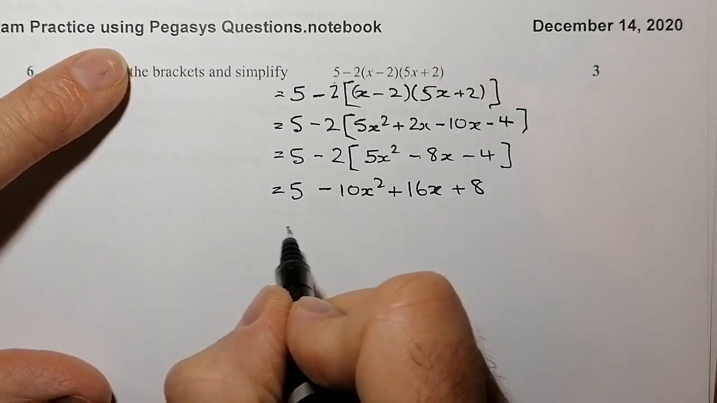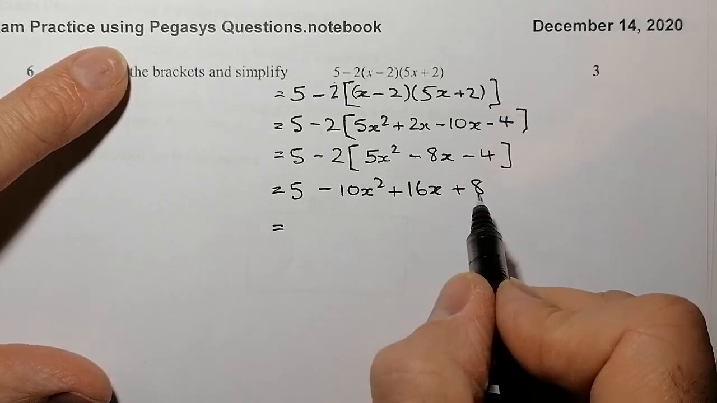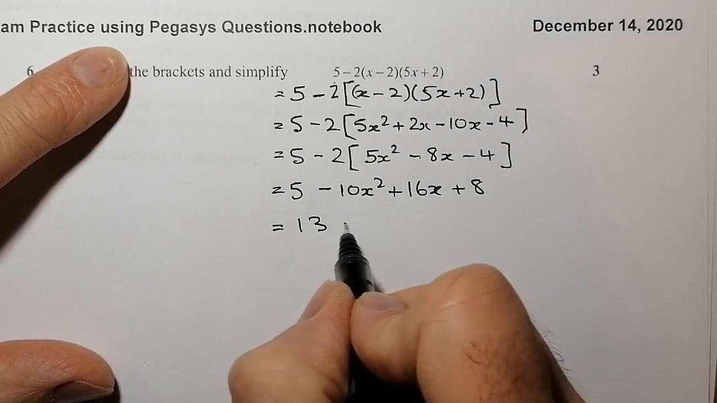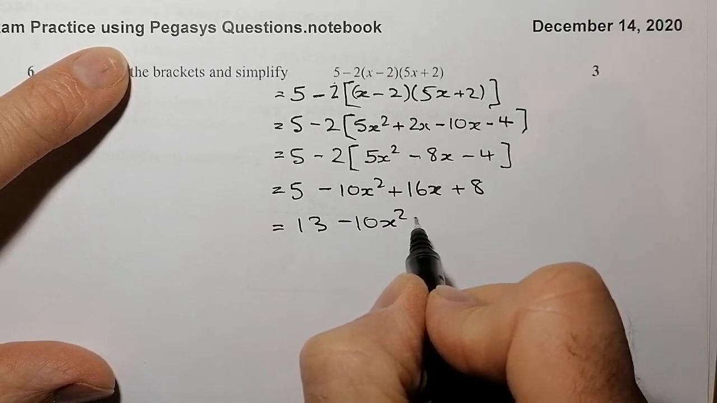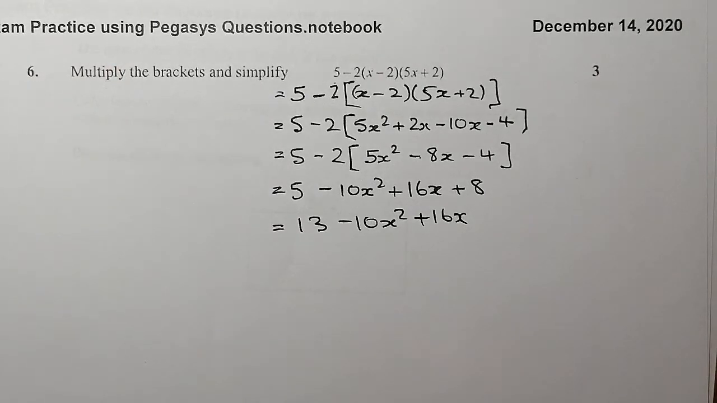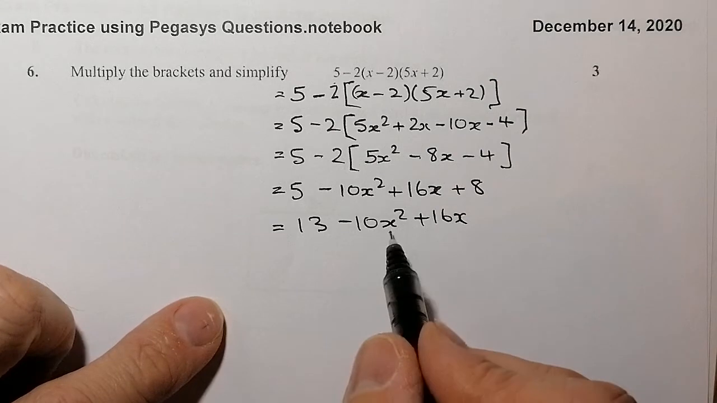And then I'll gather everything that I can up together. So I've got the 5 and the 8, those are the only constants, so I'm going to go for 13. I've got minus 10x squared and plus 16x, okay? And what I can do with that is write it in maybe a different way. Usually we have the x squared first, but it's a negative.